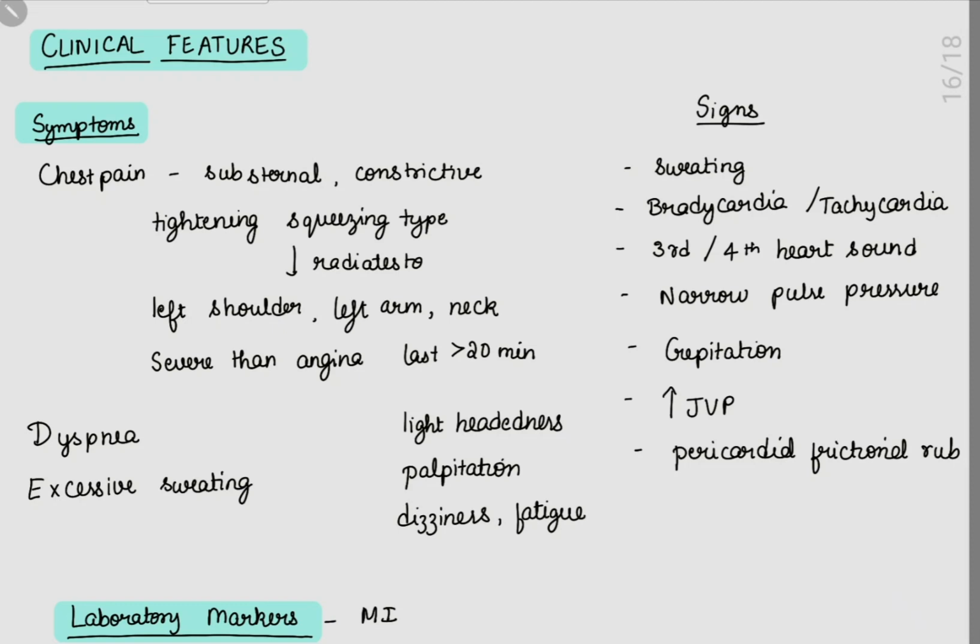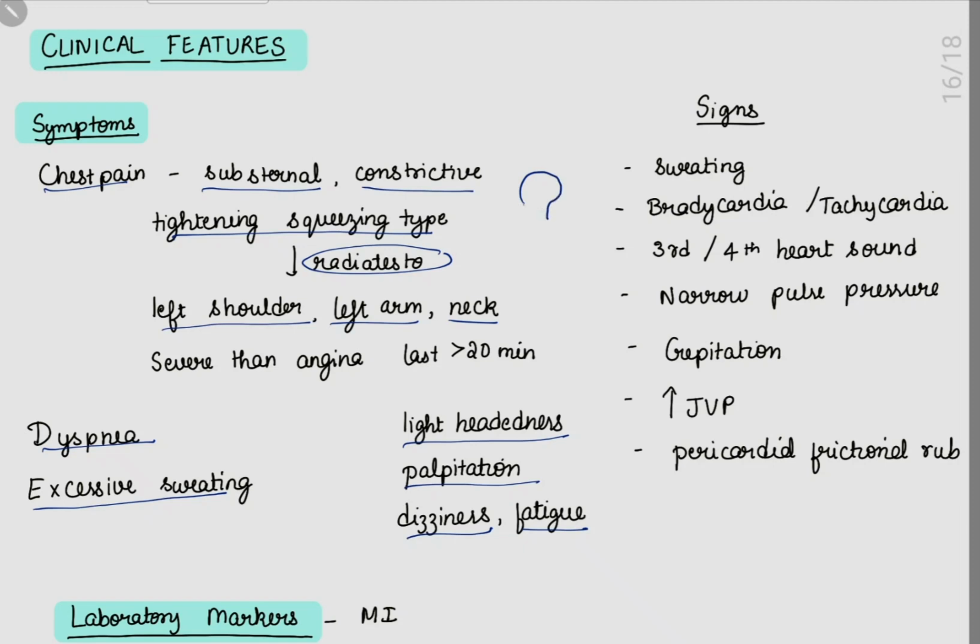Clinical features. The symptoms include chest pain, dyspnea, excessive sweating, lightheadedness, palpitation, dizziness, fatigue. The main symptom is chest pain. The nature of the chest pain should be described. It's substernal, constrictive, tightening or squeezing type, and it radiates to the left shoulder, left arm, neck.